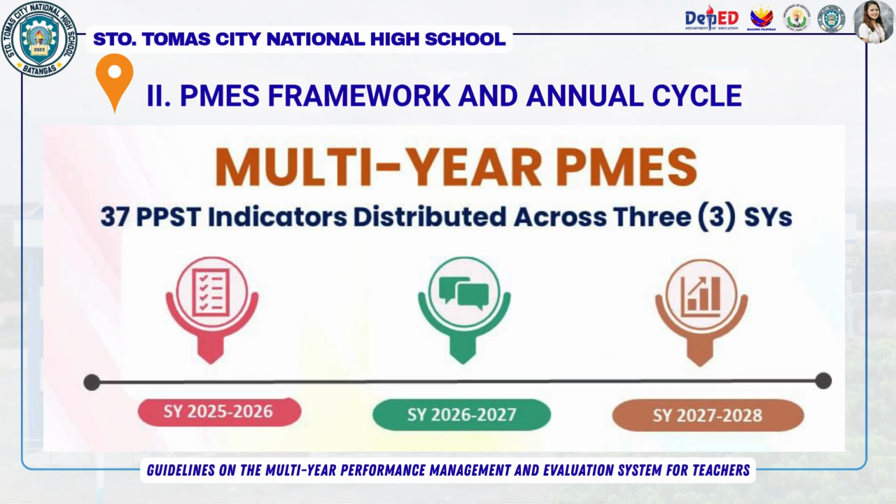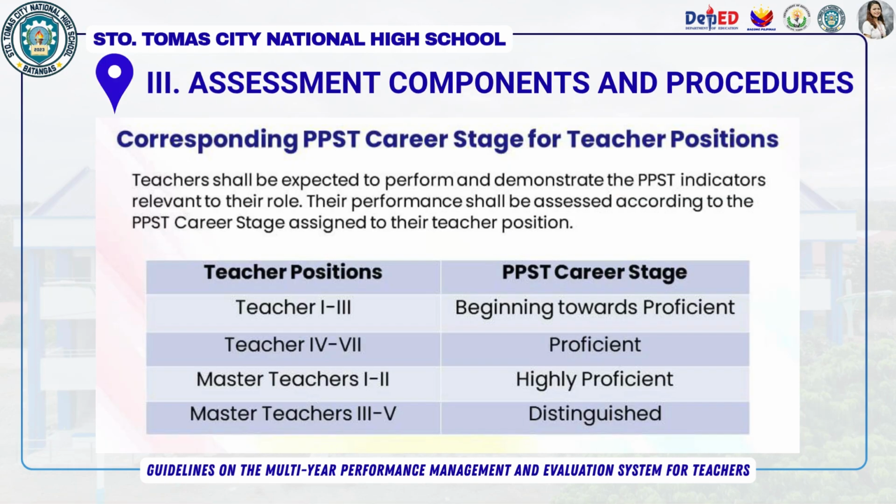In the first part of our session, we established that the PMES is a multi-year cycle, distributing all 37 PPST indicators across 3 school years: 2025 to 2026, 2026 to 2027, and 2027 to 2028. This ensures that over 3 years, every facet of your professional standard is assessed. Now let's connect that to your career stage.